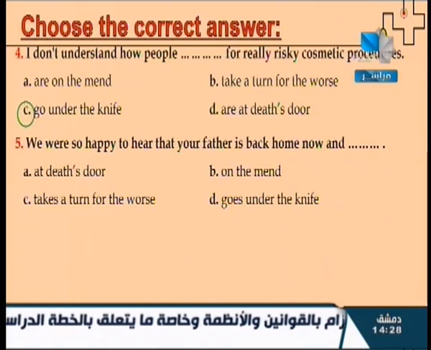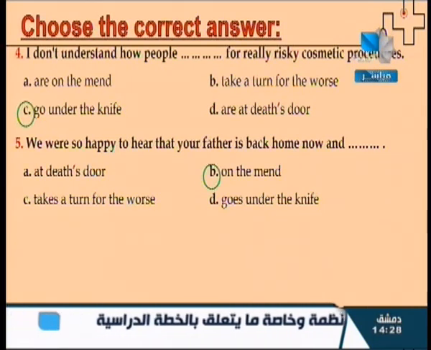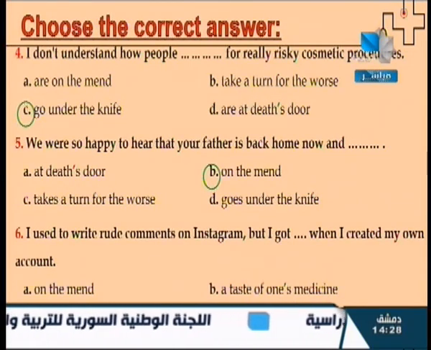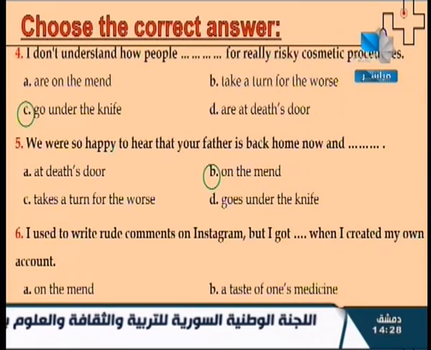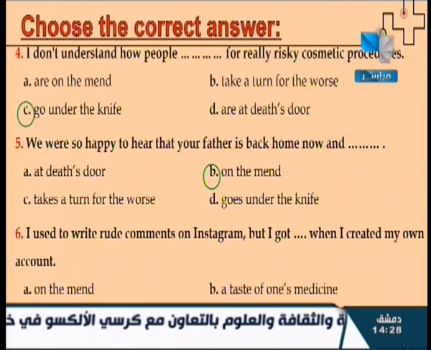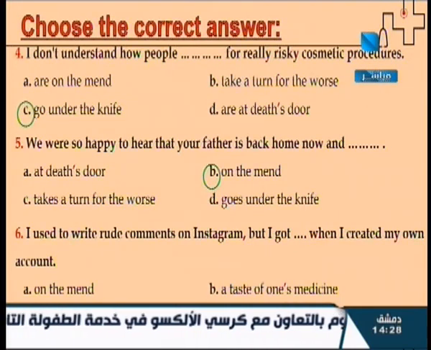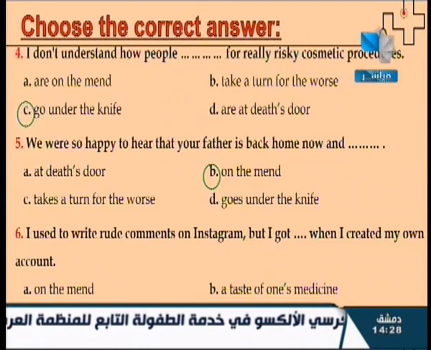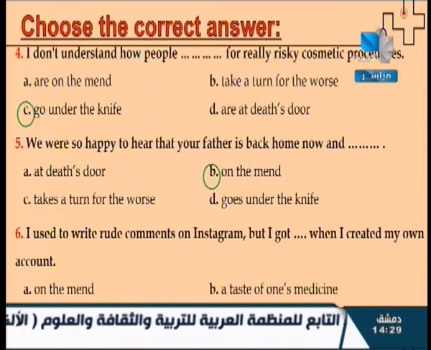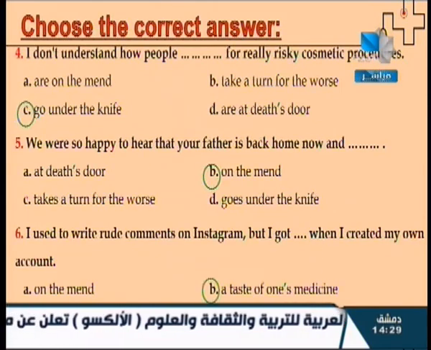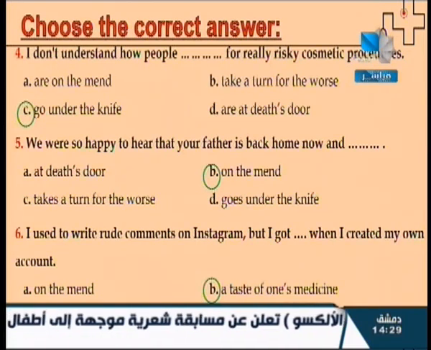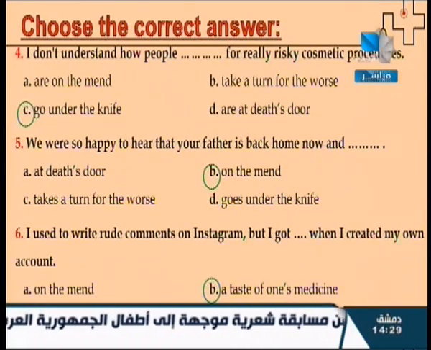The last one, I used to write rude comments on Instagram, but when I created my own account, I got... on the mend, a taste of one's own medicine, under the knife, a turn for the worse. The correct answer is B, and it suggests that the speaker received a consequence for his actions. It means that people treated him the same way, because he behaved badly with them, and that's why he said, I got a taste of my own medicine.